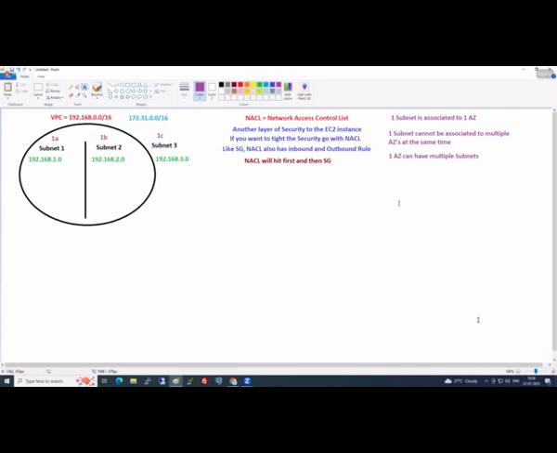Very important. Where should I go and launch the EC2 instance? In the subnet only, no? A subnet is associated with one availability zone. So I'll go and set up the EC2 instance here. Yes or no? So I can go and launch an EC2 instance in the subnets.